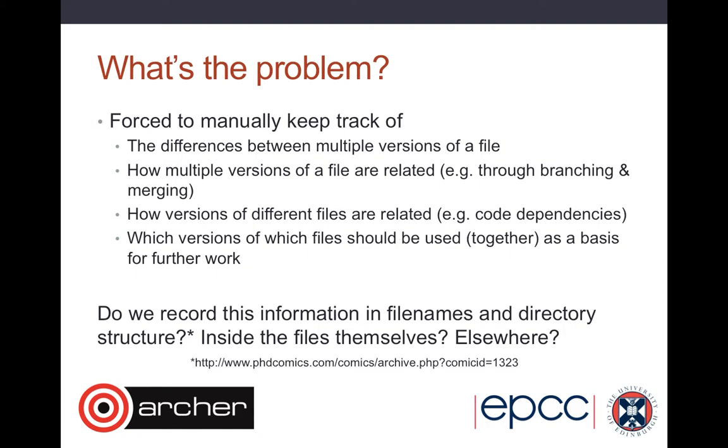We also want to keep track of how different versions of a file are related, for example through branching and merging, because this will be relevant when it comes to doing further merges. For example, if different versions of a code base have the same common ancestor, it is likely that they will interoperate, i.e. they'll be compatible, as opposed to versions that do not share a common ancestor. We also will need to keep track of how versions of different files are related, so these code dependencies that I just mentioned.